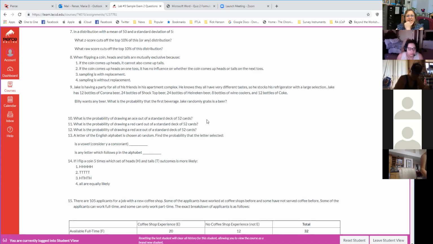So drawing an ace out of a standard deck of 52 cards, right? As long as you understand that there are 4 aces in a standard deck of 52, half of the cards are red, half of the cards are black, and there's 4 cards of every suit. So there's 4 2s, 4 3s, and so on and so forth, 4 kings, 4 jacks. So it's really understanding how many of each card there is.